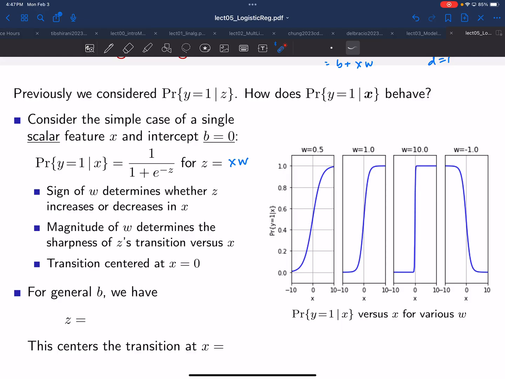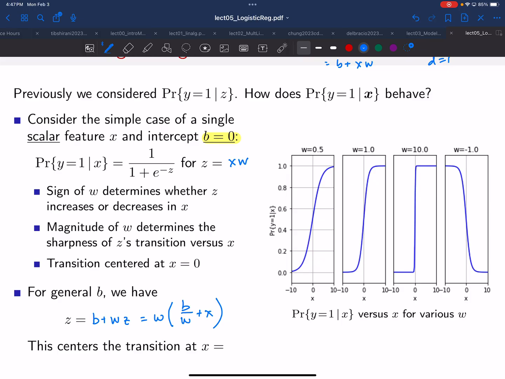Okay. So now, of course, we were looking at B equals 0. So what happens when B is not equal to 0? The easiest way to think about that is let's first write the equation. Z is B plus WX. Let's rewrite it a little bit as W times B over W plus X.